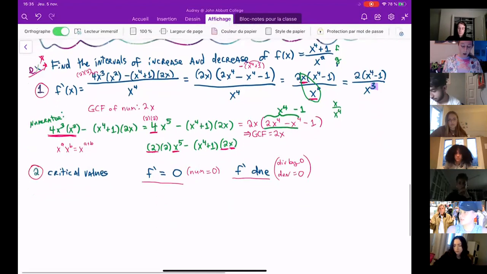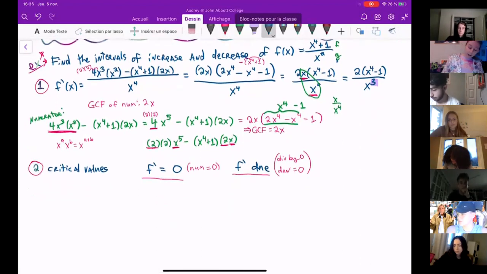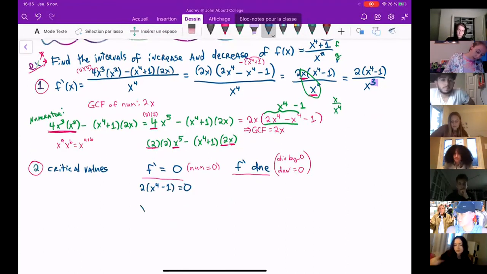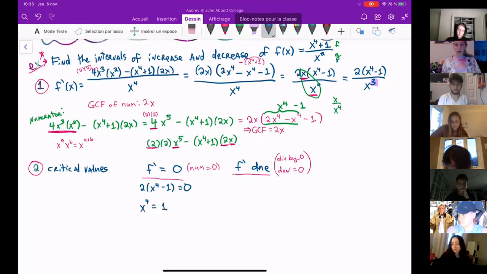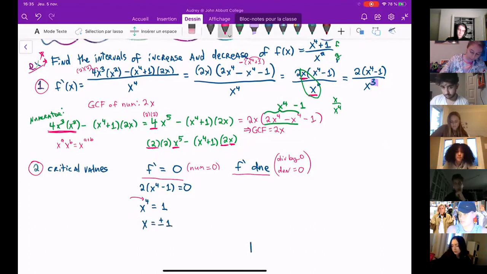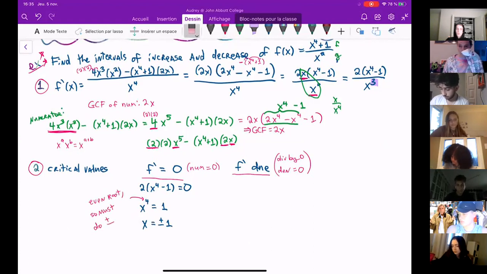Okay, so f prime equals 0. I'm taking my numerator and setting it equal to 0. So that gives me x to the 4th is equal to 1. I want you guys to be careful here. When we have an even root, we always have to do plus minus. So this gives me plus minus 1. And then when f prime does not exist, we're setting that denominator equal to 0, and we just get 0.